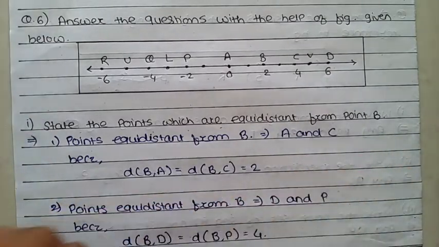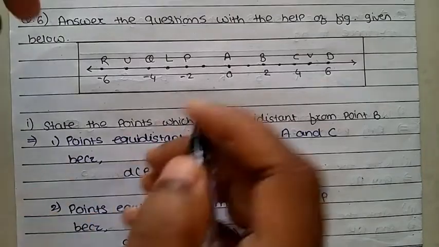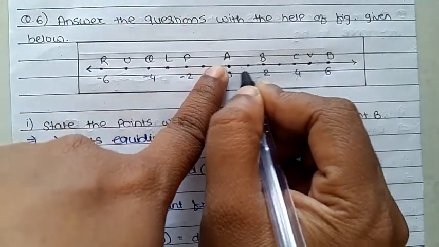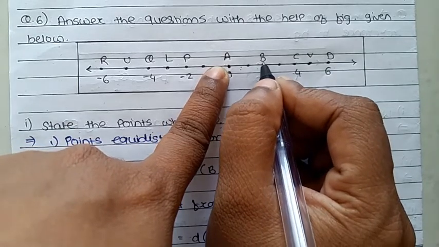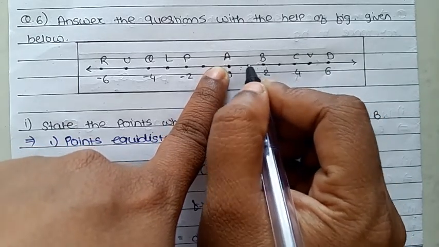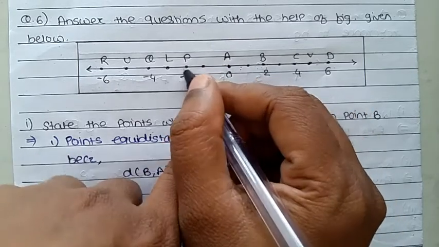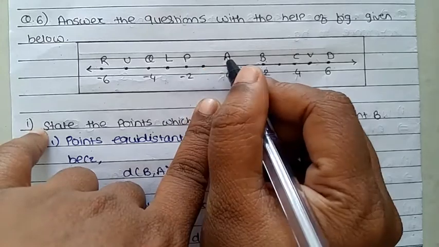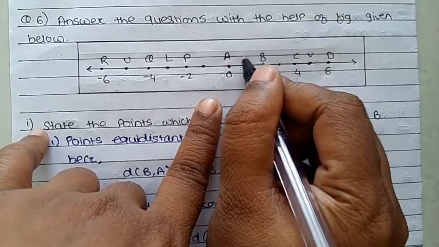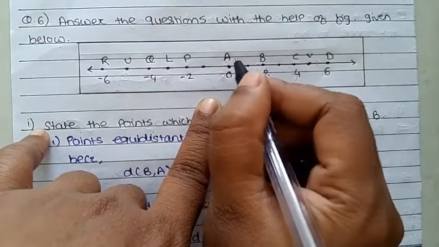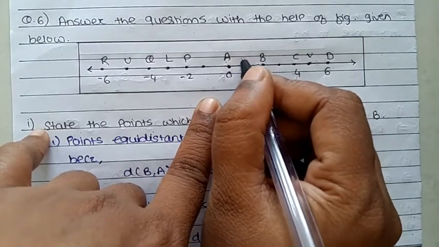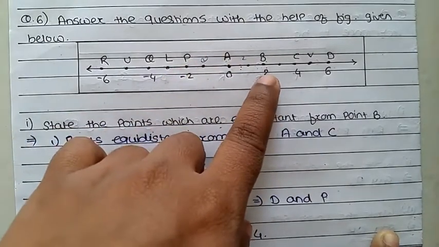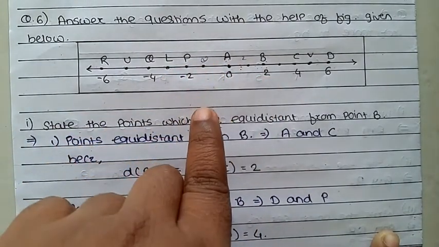Equidistance means what? Equally distributed. If point B is 2 places away from A, then the opposite of this one is what? P. That means it is equally distributed. That is, P is at equal distance from A as B. The distance between AB and AP are equal. Why? Because it is 2 in this one, and it is also 2 here. So therefore P and B are equidistant from A.